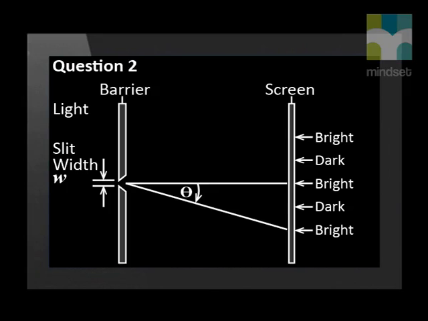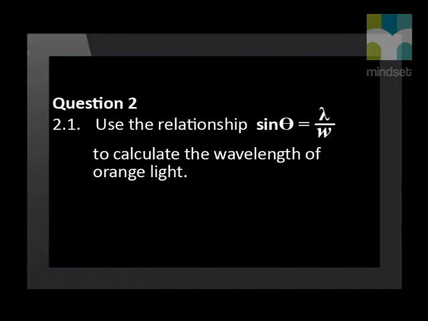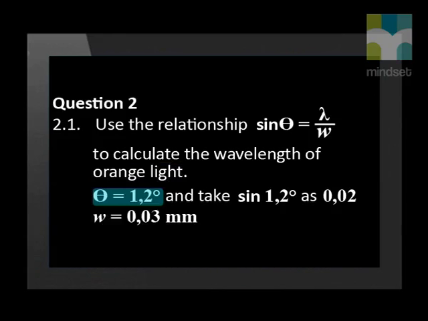Good. Here's question 2. Look at this diagram, which shows where the first bright fringe is formed when orange light passes through a narrow slit. Use the relationship sine theta is equal to the wavelength lambda divided by the slit width w to calculate the wavelength of orange light. Theta is 1.2 degrees. Take sine 1.2 as 0.02. Slit width is 0.03 millimeters.